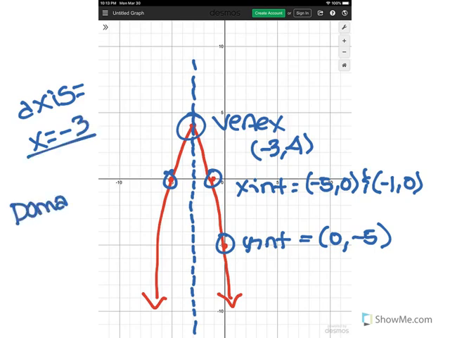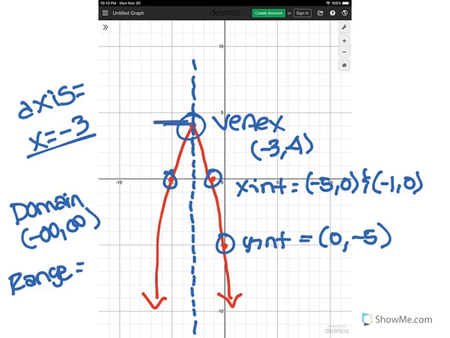Our domain is from -infinity to +infinity. Now our range, we're going in a different direction on this one. So our range, if you notice, we have to start here. And we're going to go downward, okay? So that's going to be our ending point. I said that backwards. This is where we're stopping.